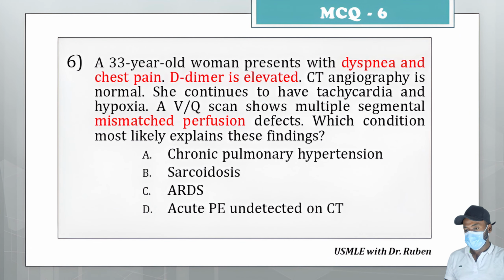Question 6. A 33-year-old woman presents with dyspnea and chest pain. D-dimer is elevated. CT angiography is normal. She continues to have tachycardia and hypoxia. A ventilation perfusion scan shows multiple segmental mismatched perfusion defects. Which condition most likely explains these findings?